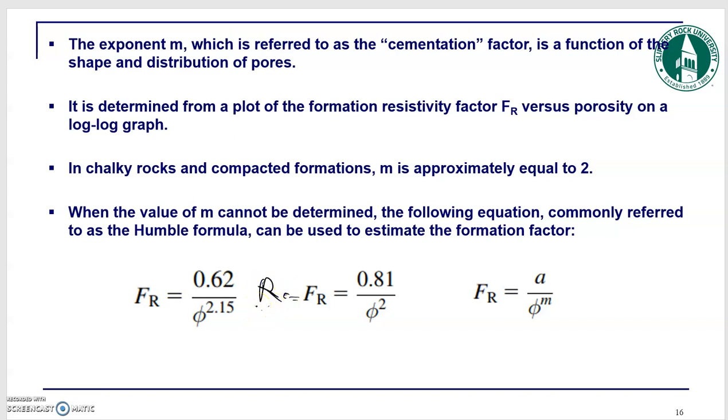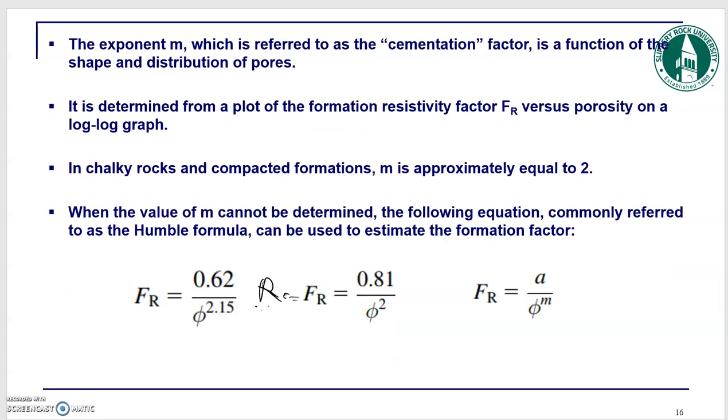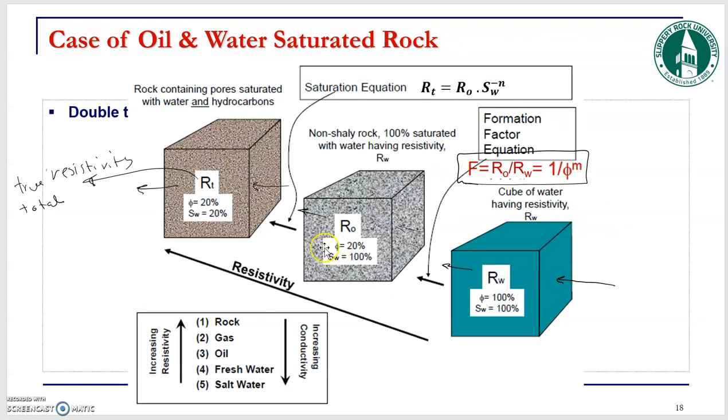Anyway, the definition of FR is basically RO over RW. We had it in previous slides, and this was called Humble formula, right? And the relationship between RO and RT is through another equation, which is called saturation equation, and it's shown at the top.